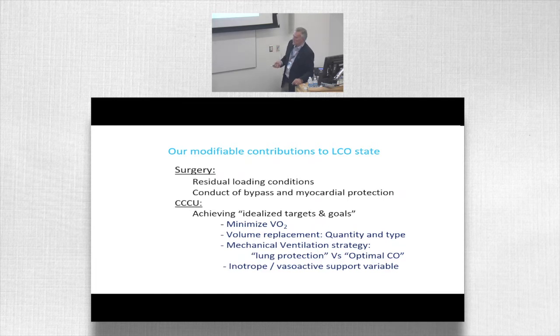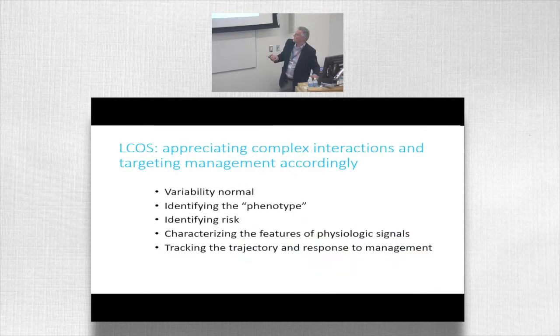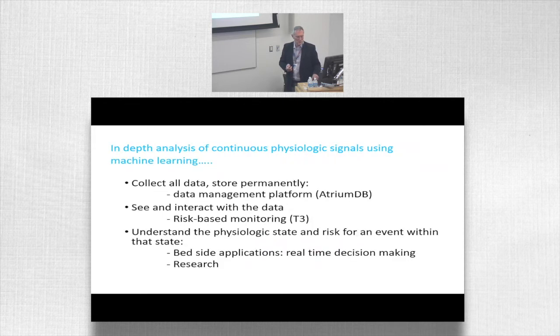And there is this variability in inotrope and vasoactive support, and I really don't advocate for one or the other other than understanding what you're trying to do with that drug in terms of both supporting the myocardial function as well as whether you're wanting vasoconstriction or dilation. So low cardiac output is really about appreciating the complex interactions and targeting management accordingly and understanding that's variable. We all have a different phenotype, understanding the risk, and then starting to characterize the features of the physiologic signals as Jai talked about so we can track our response to therapy.